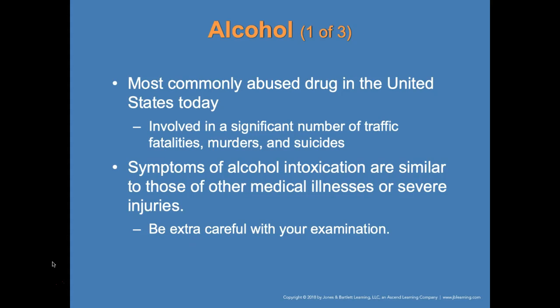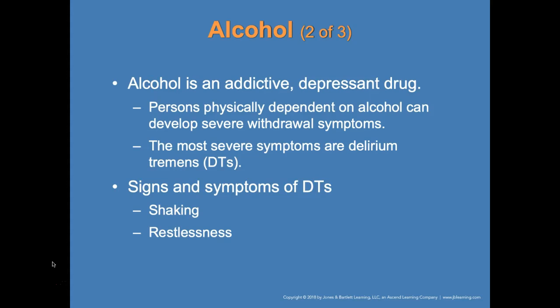As we know from when we talked about diabetes, people with hyperglycemia might be breathing off a fruity smell. Sometimes that can be mistaken or might be attributed to alcohol. It's not always the case. So alcohol is an addictive depressant drug. Persons physically dependent on alcohol can develop severe withdrawal symptoms. These are called delirium tremens or DTs.